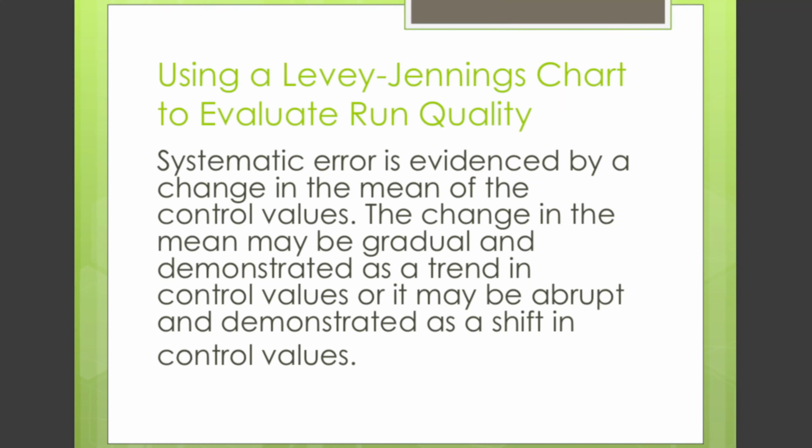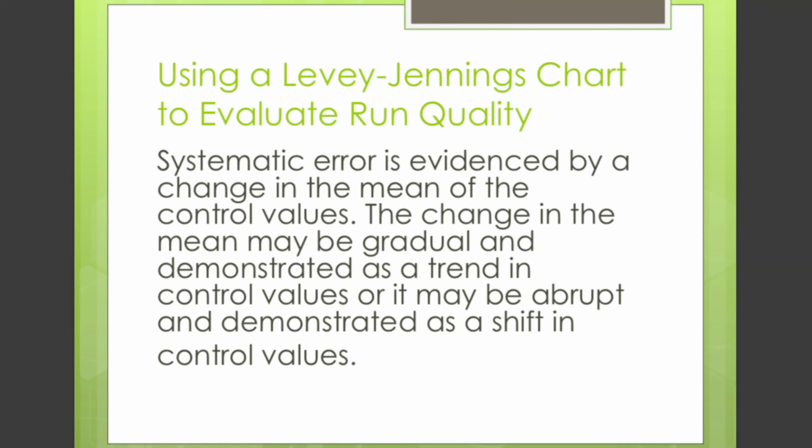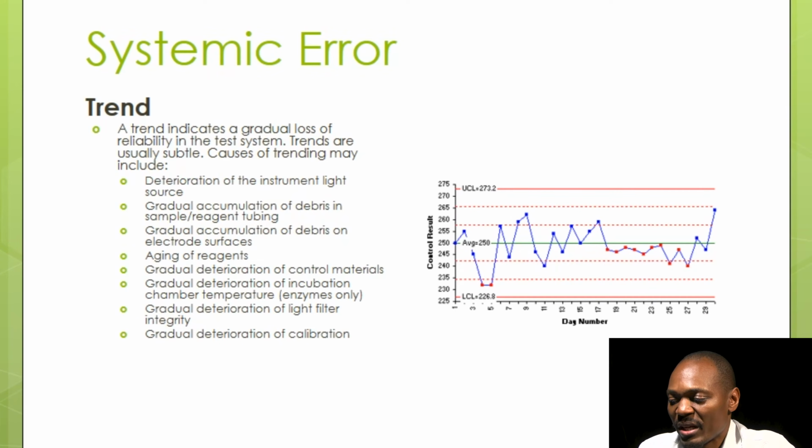So what is a systematic error? Systematic error is evidenced by change in the mean of control values. The change in the mean may be gradual and demonstrated as a trend in control values, or it may be abrupt and demonstrated as a shift in control values. So what do you use systematic errors for? A trend indicates a gradual loss of reliability in the test system. The trends are usually subtle.